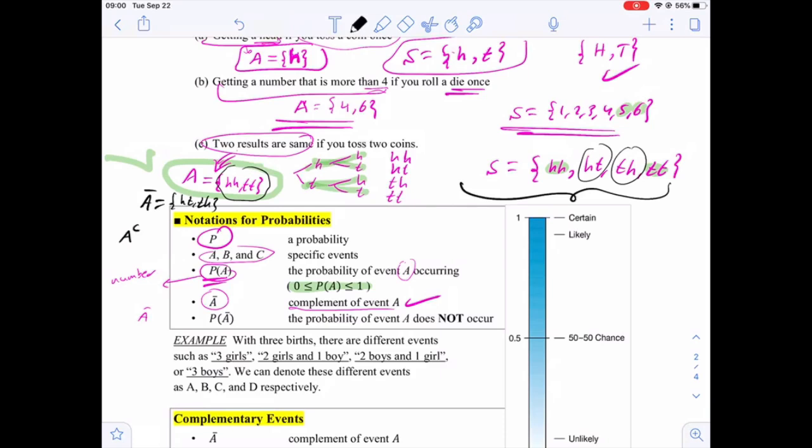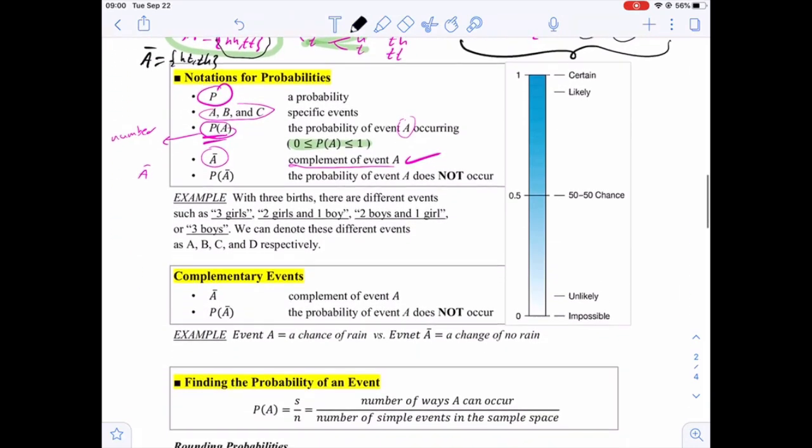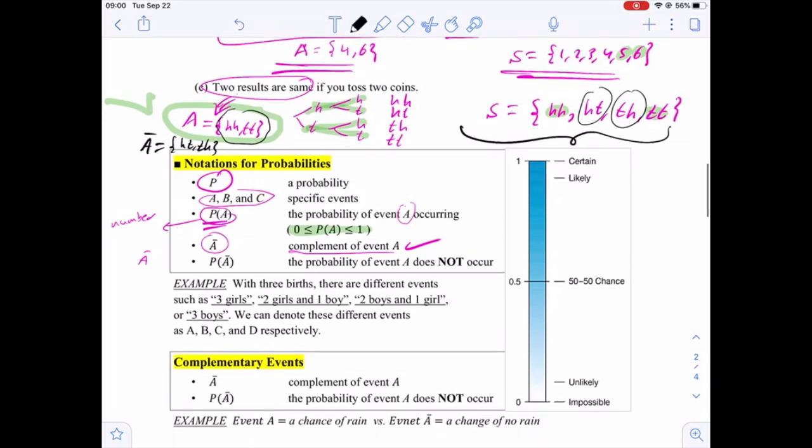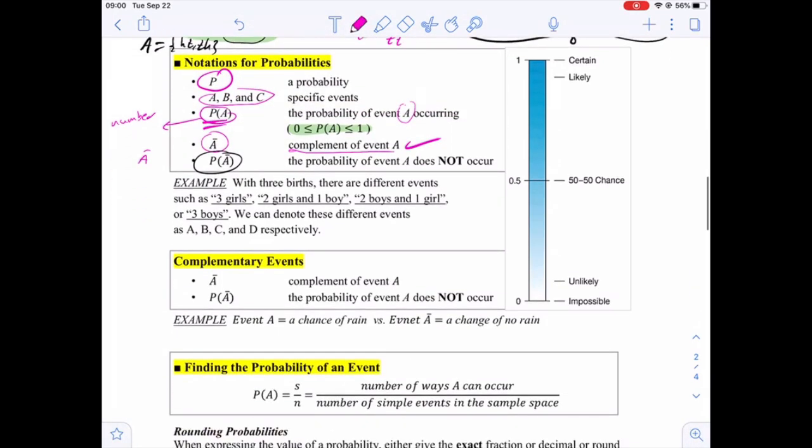Some people prefer to use C instead of the bar to denote the complement, but in our book we use the bar to denote the complement. So the complement consists of all elements that belong to the sample space but do not belong to the event. And we can find the probability of the complement using some rule.